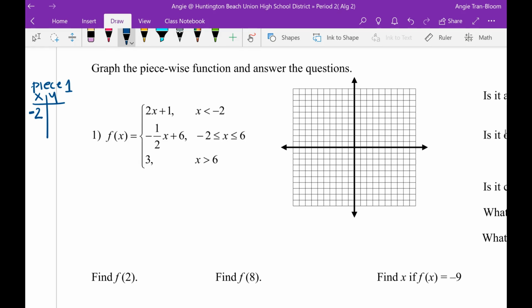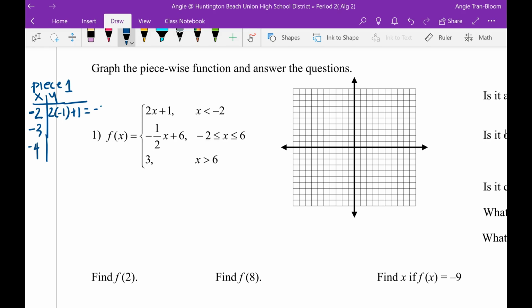What else can I pick in my input for the first piece? Negative what? 3. And then one more. Perfect. Let's plot it in. First piece says 2 times -2 plus 1. What's the output for that first input?